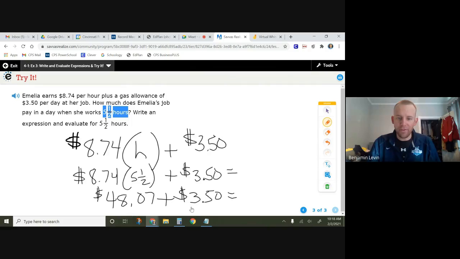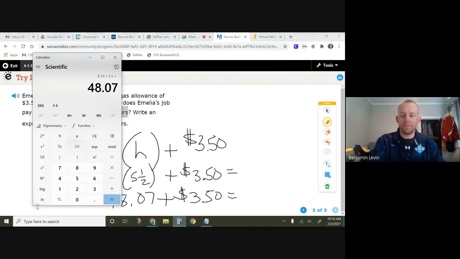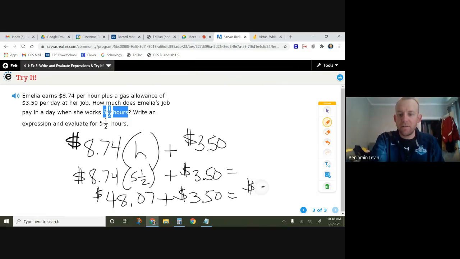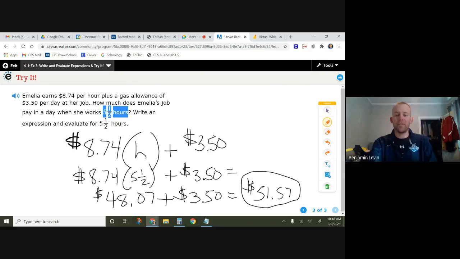$48.07 plus the $3.50 for gas gives us what? $51.57. That is the total amount of money they will pay her for the day. $51.57 is how much her paycheck would be for that day. Well, minus taxes.